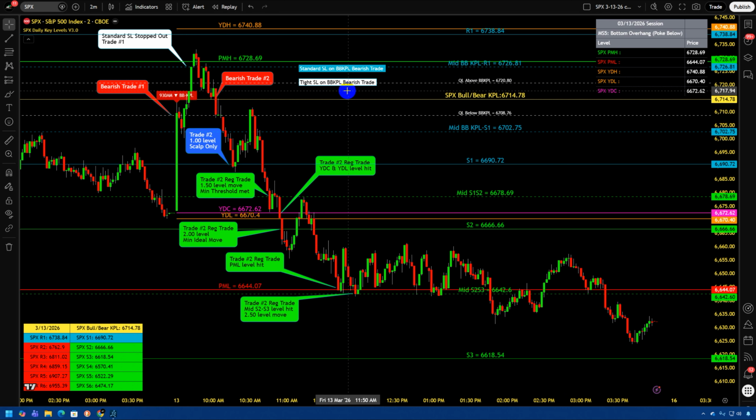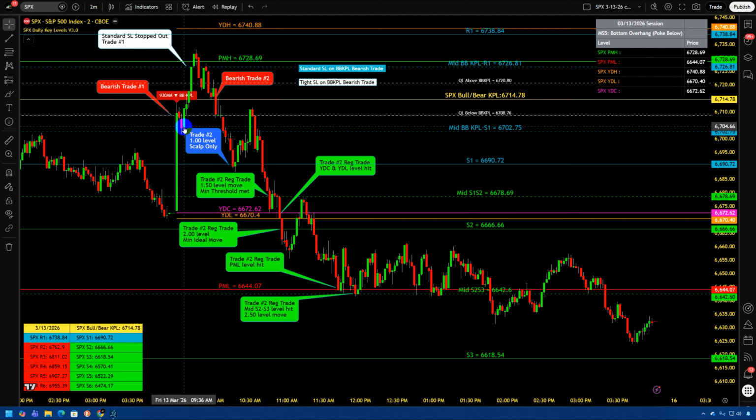The tight stop loss on this trade is the QL above the BBKPL, or if using the standard stop loss, which is the recommended stop loss to use over the tight one, then it is the first midpoint level above, and this is the standard stop loss on this trade. On the 9:42 a.m. candle here, either one of these stop losses was taken out, including the standard stop loss. So on the 9:42 a.m. candle, we have a stop out here.